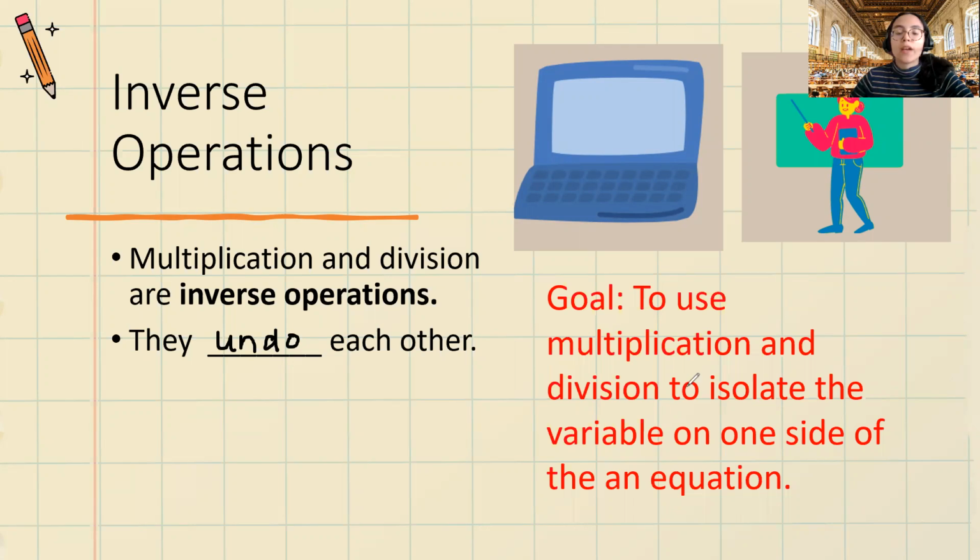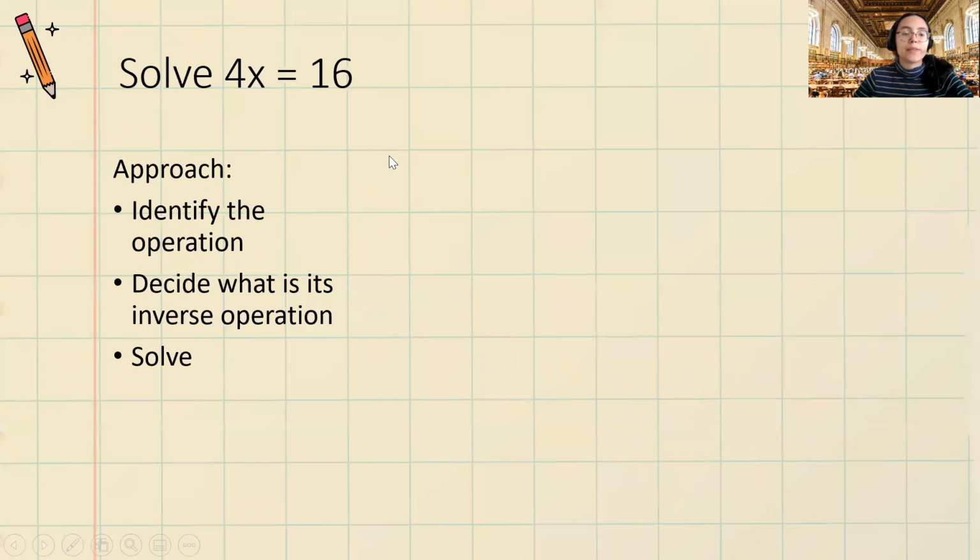So when we are solving our equations, we're going to use multiplication and division to isolate the variable onto one side. In the end, we want our variable to be here by itself, and we want some kind of number on this side, okay? And that is basically our goal. So let's go ahead and do some examples.